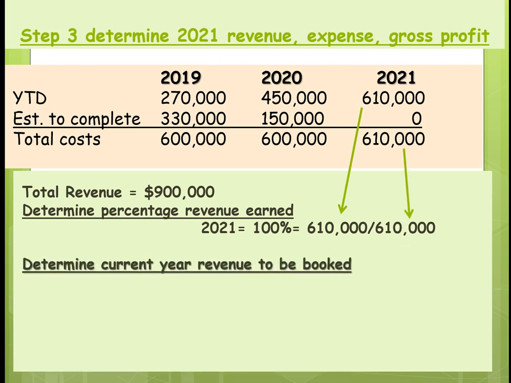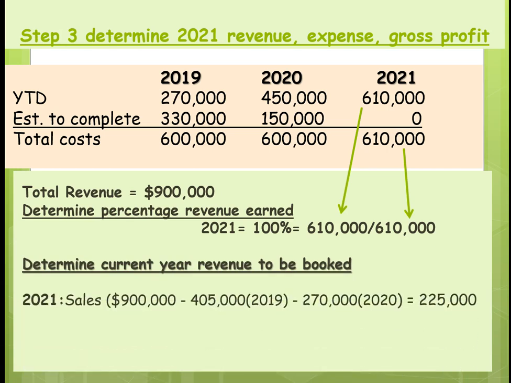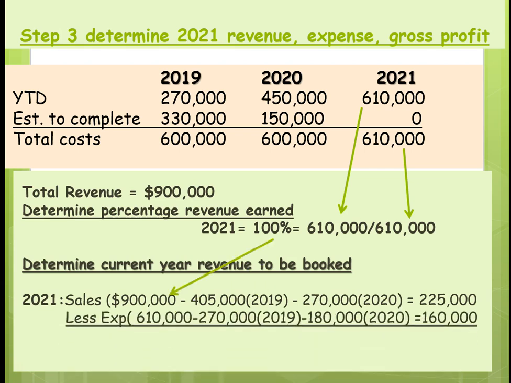Now, determine the revenue. We're going for 2021, it's going to be $900,000 minus 2019 and 2020's revenue. So we're going to be able to record $225,000 in 2021, less the expense that's left over, which is the 2 prior years. And that tells you for 2021, we're going to record $65,000.